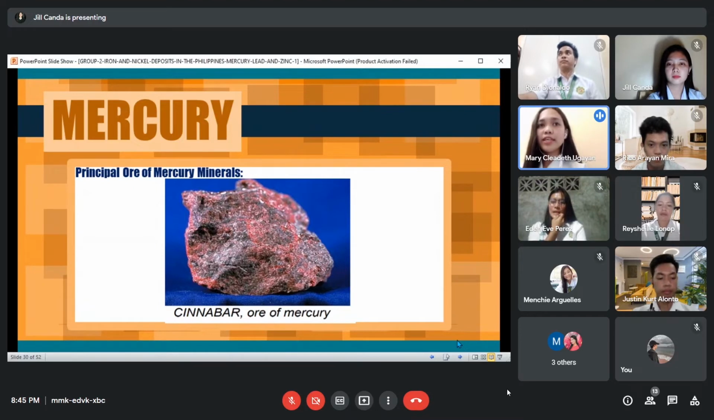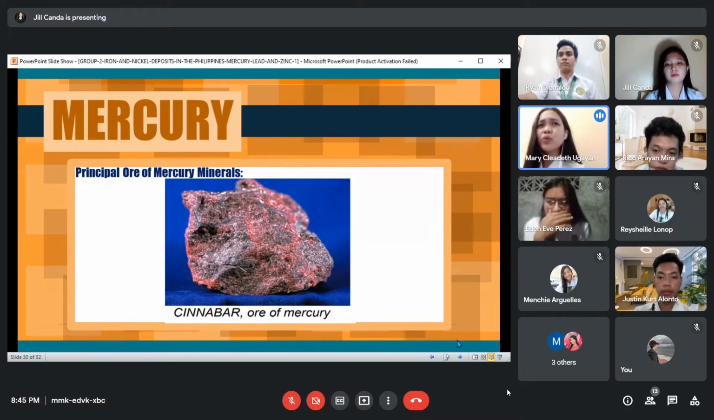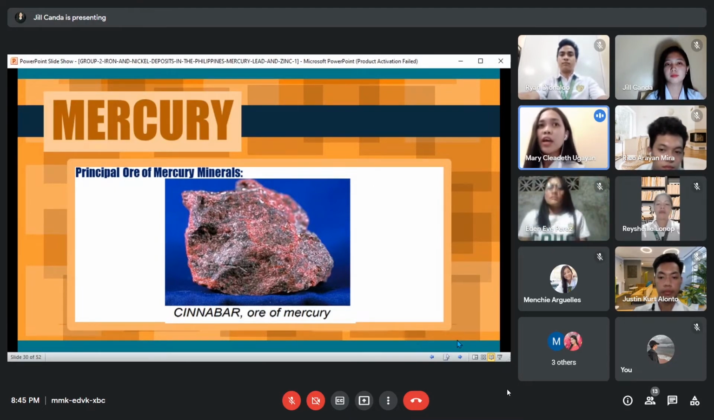So pure mercury is found in volcanic rocks, but mercury usually occurs in the mineral cinnabar, or mercury sulfide. As you can see in the picture, that's the principal ore of mercury, which is the cinnabar. Cinnabar is mined in Russia, Mexico, Spain, and Algeria. There are more than 25 known minerals containing mercury, but the principal ore mineral is cinnabar. As you can see in the next slide, please.